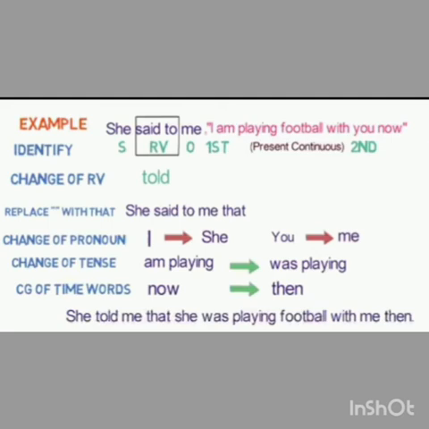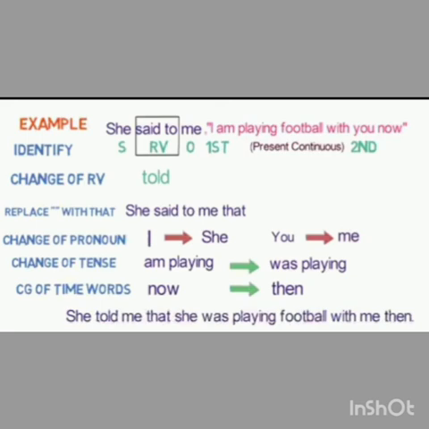Second step, change of reporting verb. Said to will become told here. Third step, replace inverted commas with that. So the sentence will be like, she told to me that. Fourth step, change of pronoun. Here I is the first person, subject is she, so I will change to she. And you is the second person and object is me, so you will be converted to me.